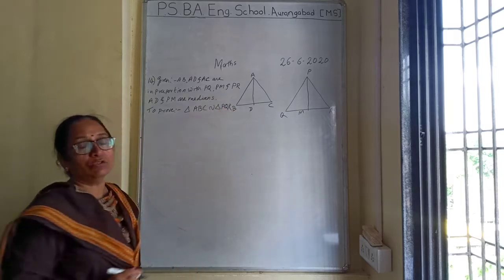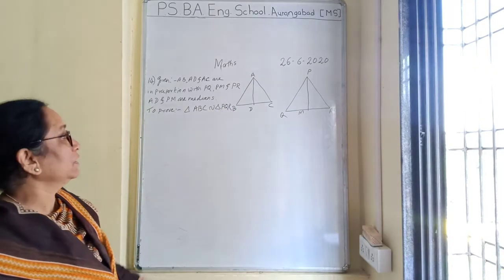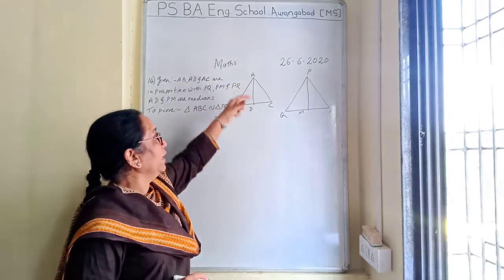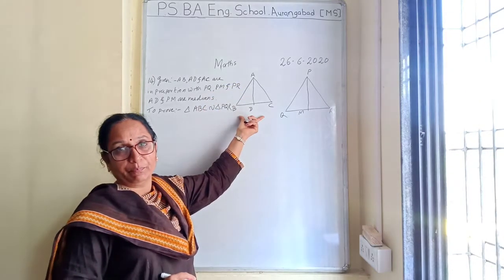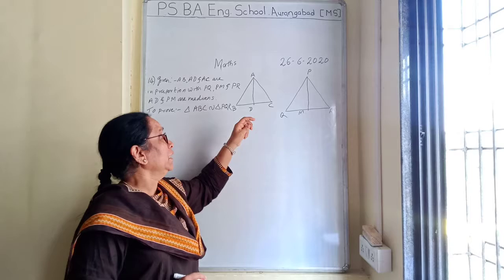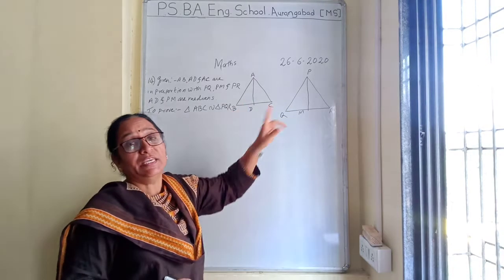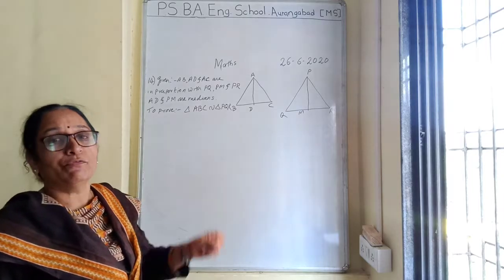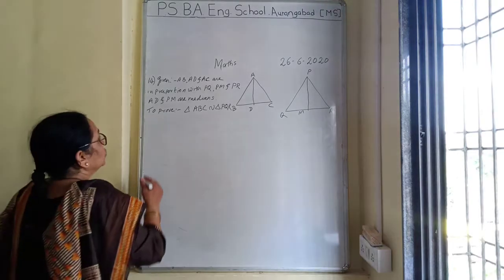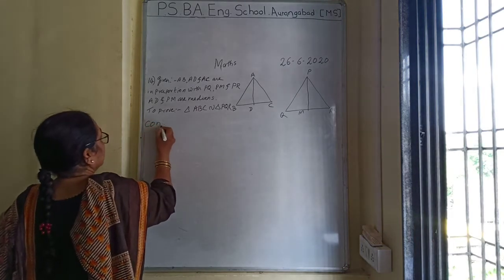Now previously, though the figure was the same, it was given to us that AB and BC were given. Correct? So we could prove that angle B is congruent with Q. Here that is not given to us. So we have to make some construction. So let us write the construction.